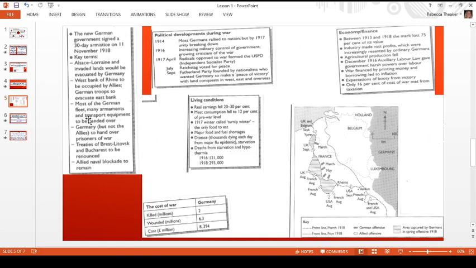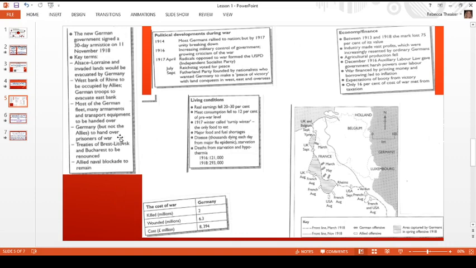So Germany had to surrender some of her fleet, but some members of the military took matters into their own hands and actually sank their own ships rather than surrender them to the Allies. Other equipment as well, and transport, all had to be handed over.